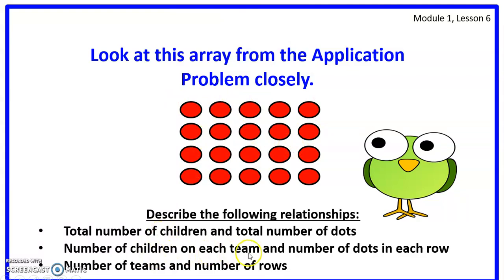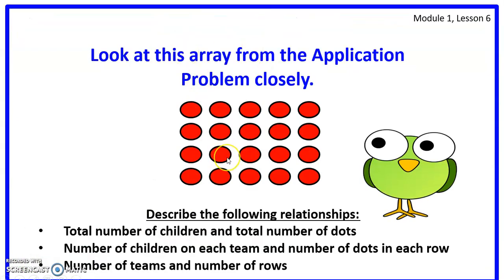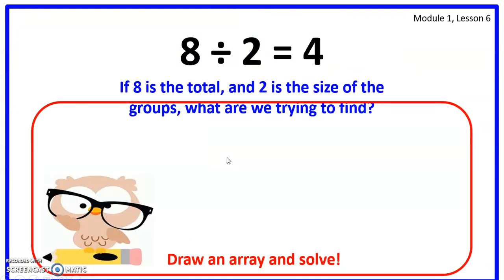So the number of children on each team is the number of dots in each row. So we have 5, the number of children on each team, 5. Another team, another team, and another team. The number of teams is the number of rows. So we have how many teams? 4 teams, and 5 kids in each team.